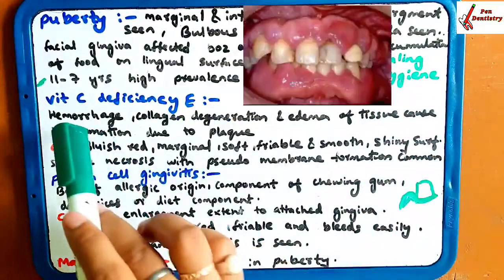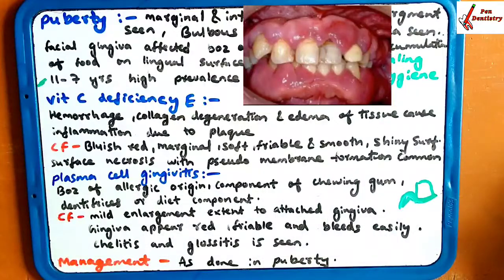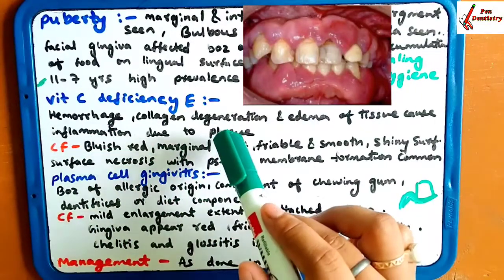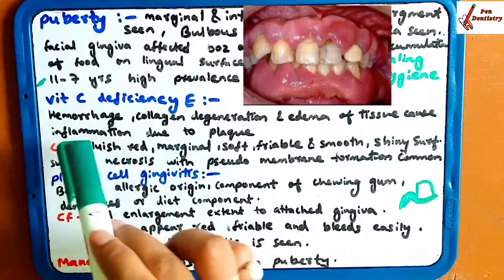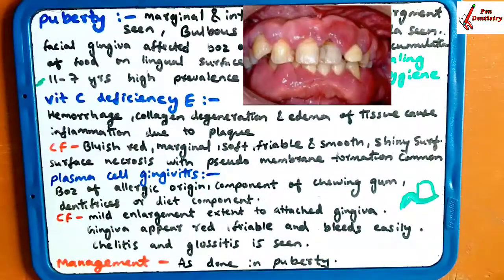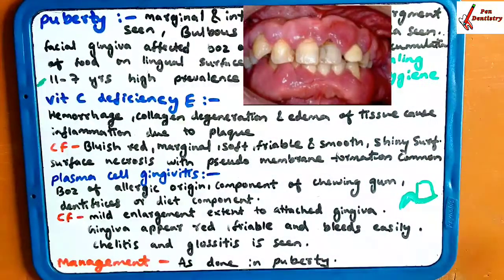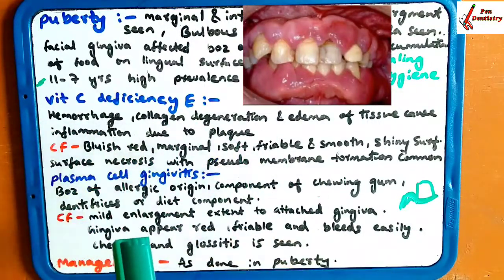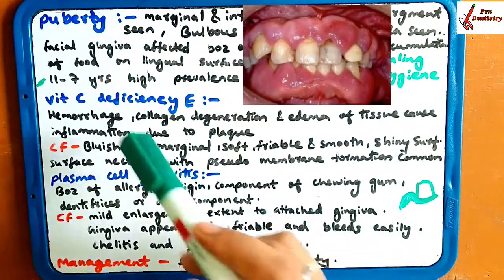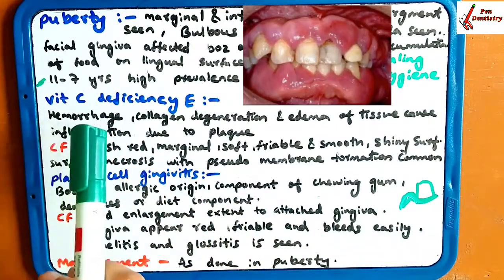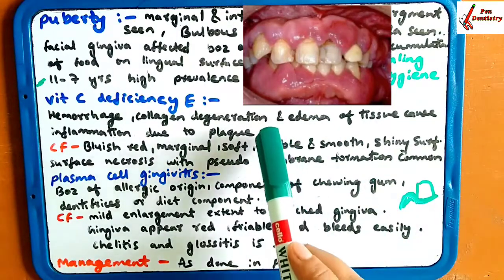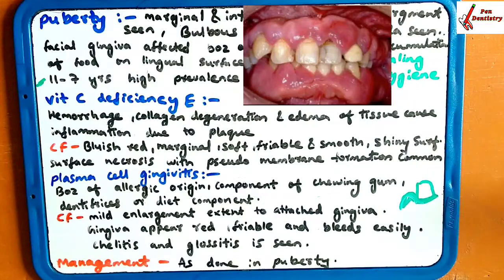Okay. Vitamin C deficiency. This enlargement is due to hemorrhage, collagen degeneration and edema of the tissue, which is caused by the vitamin C deficiency. Here inflammation causes the enlargement. Inflammation occurs due to the vitamin C deficiency. Because of that, hemorrhage, collagen degeneration and edema take place, and it is due to plaque accumulation.